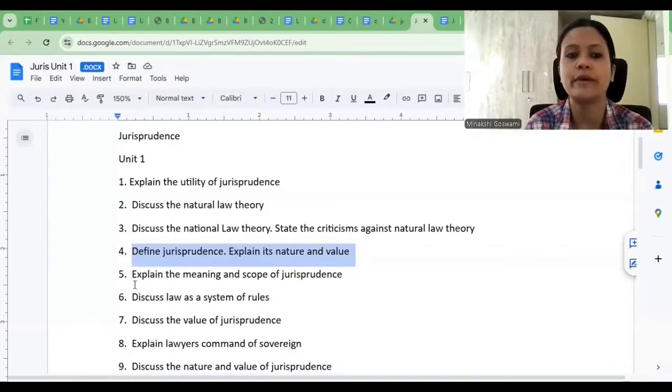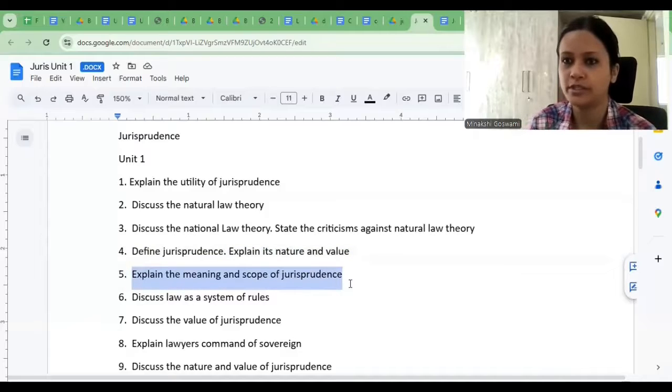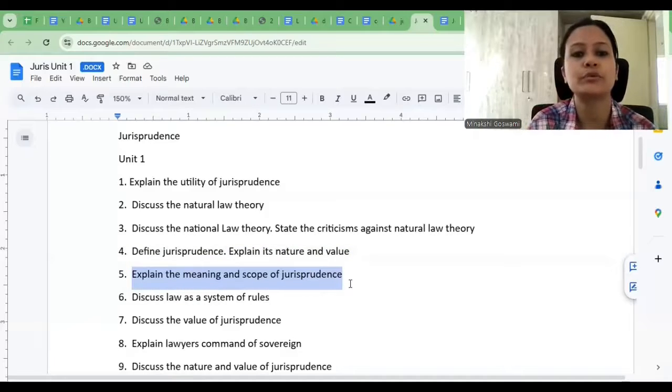Apart from that, also in questions like this one, explain the meaning and scope of jurisprudence. In such questions, also you can add one or two definitions, that is totally fine. So if you study one or two definitions of jurisprudence, that effort is not going to get wasted. Most likely you will be able to use that definition somewhere in your answer.